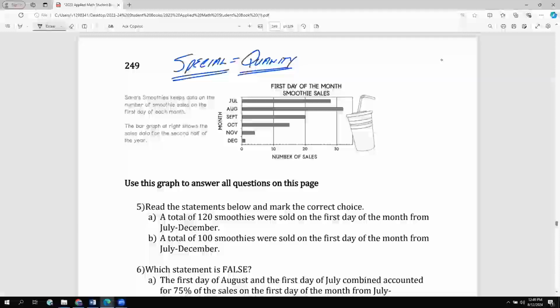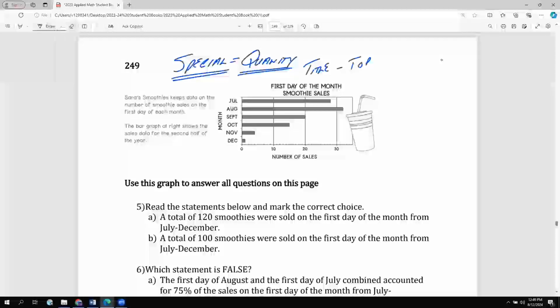So let's go ahead and talk about it. Okay, so you'll see that this is sales, first day of the month. This is called a title. Every graph will have one. They're usually located on the top. So this is first day of the month smoothie sales. Okay, let's take a look at it.